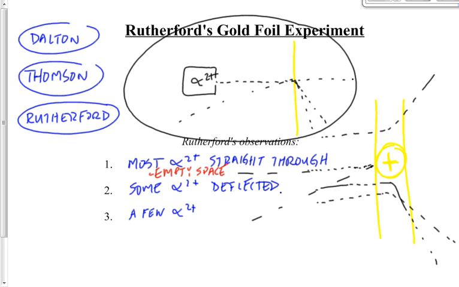What did that tell us? Look at the picture over here. There had to be something positive repelling it. It had to be small, because most of the atom is empty space. We had a small positive nucleus in the middle. And a few of the alpha particles bounce back. What did that tell us? Well, if they bounce back, it's got to be dense. It's got to be heavy. The nucleus is heavy.